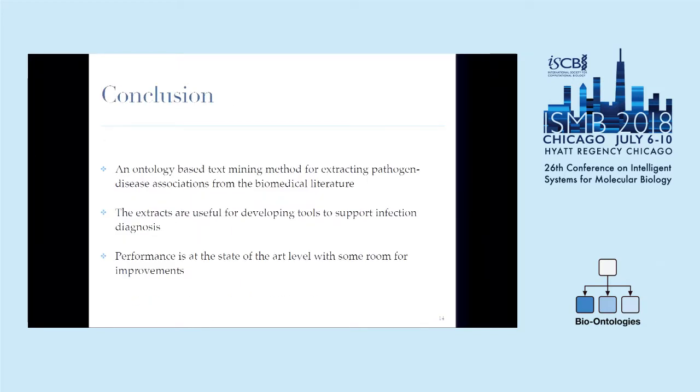So as a conclusion, here we present an ontology-based text mining system to extract pathogen disease associations from literature, and these extracts can be useful to develop systems to support infectious disease diagnosis. If you look at the performance, it's at the state-of-the-art level when you compare to other relationship extraction methods, and still there is some room for improvement.